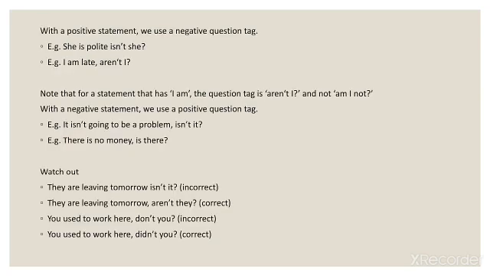With a positive statement, we use a negative question tag. Example, she is polite, isn't she? I am late, aren't I? Here, isn't she and aren't I are used to confirm the statements. Note that for a statement that has I am, the question tag is aren't I and not I am not.